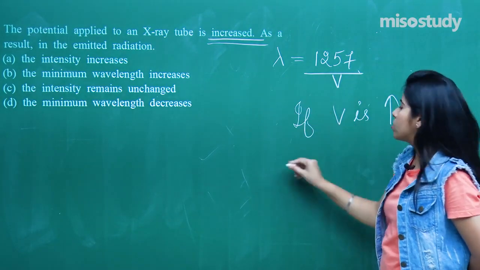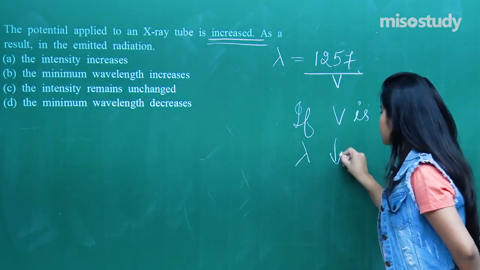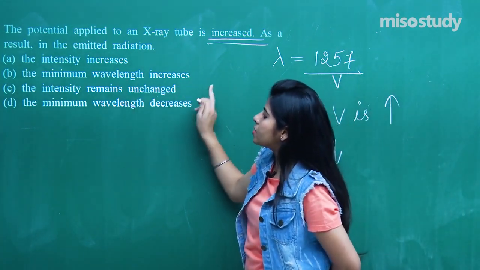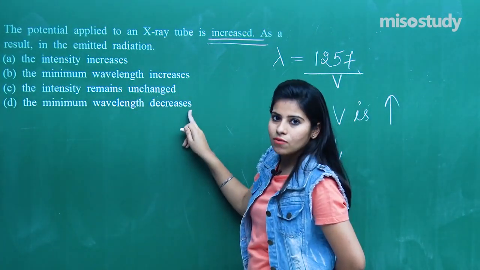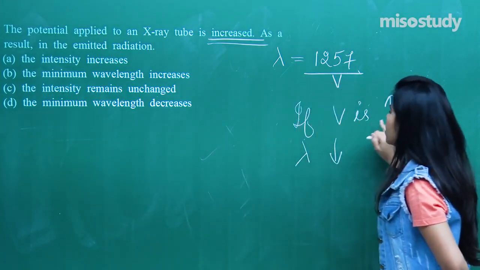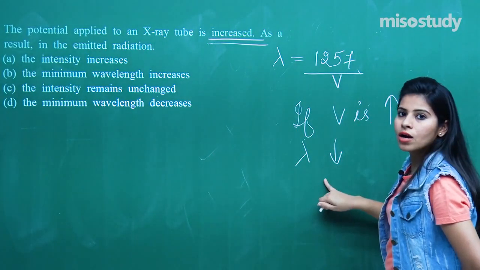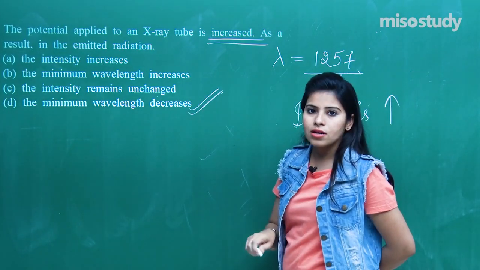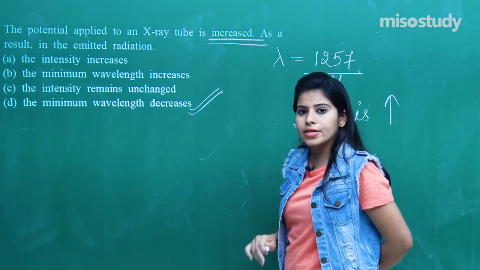Lambda will decrease. So that means the minimum wavelength decreases. What will happen? V is increasing, so lambda will decrease. So you have to correct this. The minimum wavelength will decrease.